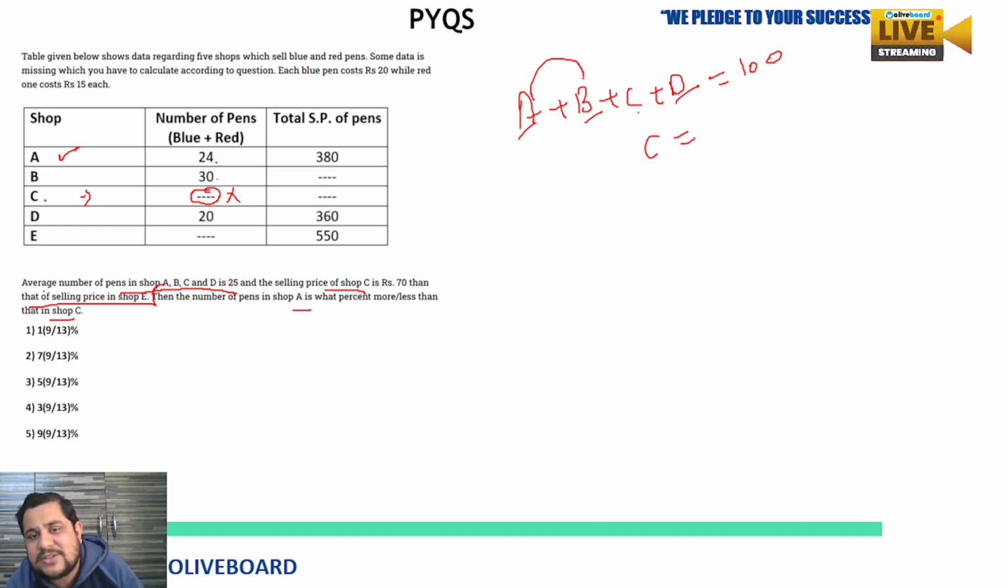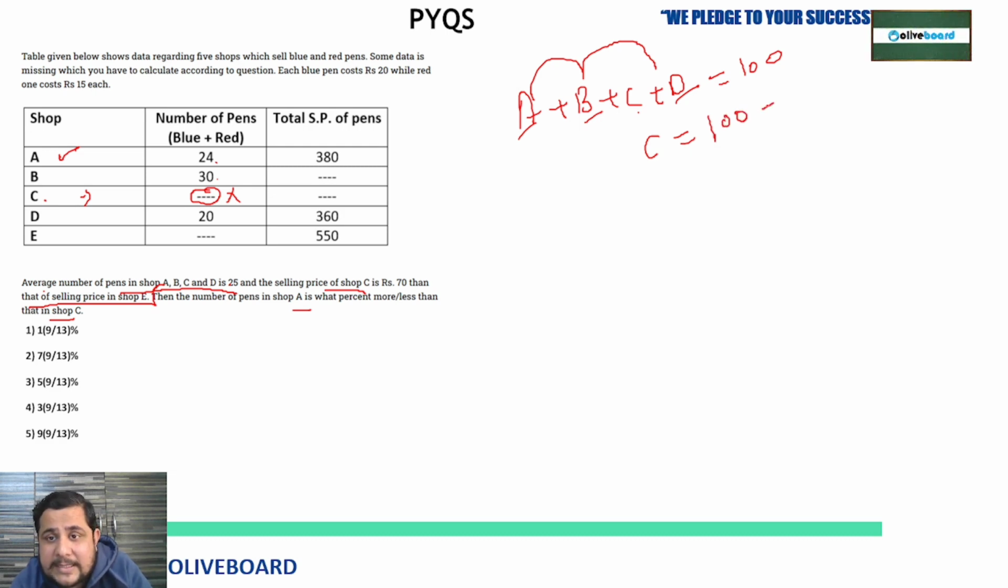So we will just take the sum of these things. Now 100 minus 74, so you will get 26. So the number of pens in shop C is how much? 26. Now with respect to 26, 24 is 2 less than that, or not? Yes. And this 2, with respect to the number of pens of C, is the difference.